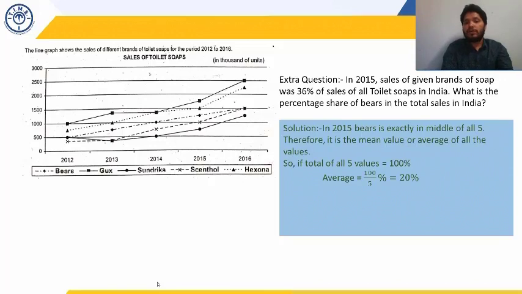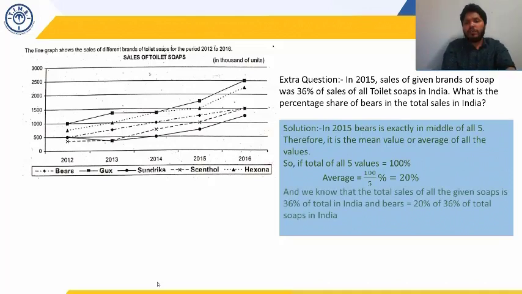So the sales of beers in 2015 is 20% of the sales of all these 5 brands. And how much is the sales of all these 5 brands? This is 36% of sales of all toilet soaps in India. So can I say the sales of beers is going to be 20% of 36% of all the toilet soaps in India? Because 20% is the share within these, and the share of all these is 36% of all the toilet soaps in India. So 20% of 36%. What is 10% of 36%? It is 3.6. So what is 20% of 36%? It is going to be double of 3.6, which is 7.2%.